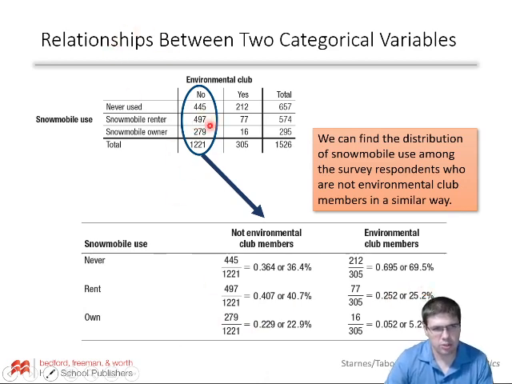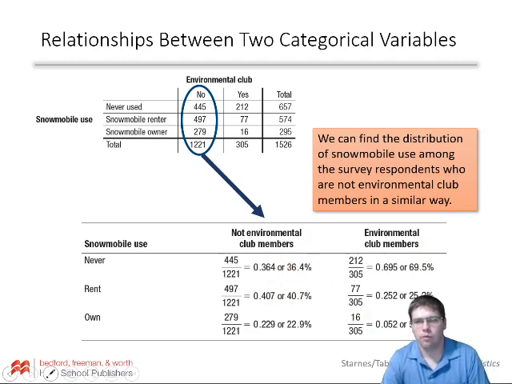And that takes into account the fact that there were many more non-members. If you just compare these numbers straight up without doing percentages, you'll always see, oh, 445 is bigger than 212, 497 is bigger. That's going to be misleading because we realized there were 1,221 in the no category and 305. So actually, even though 212 is less than 445, it's a greater proportion. That's why we see this 69.5% over this 36.4%.